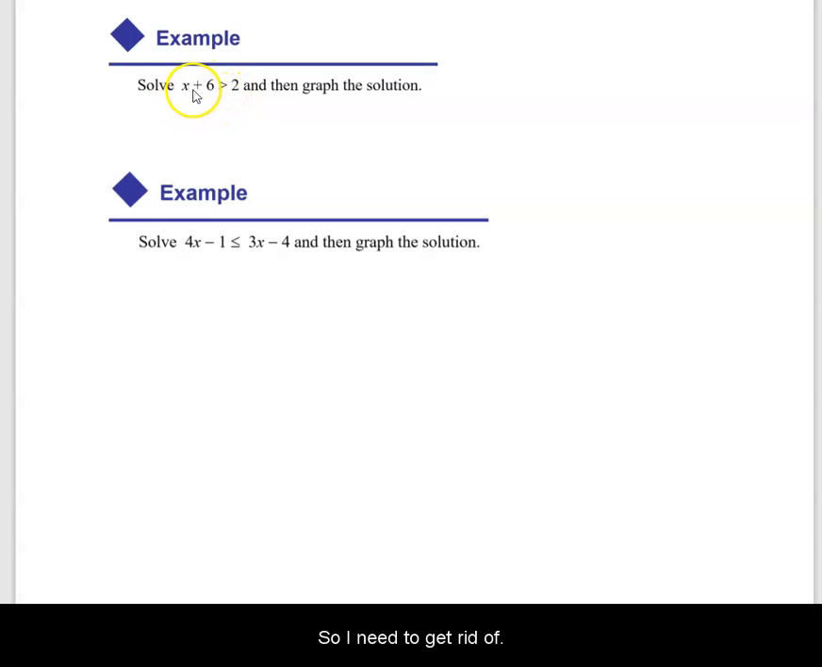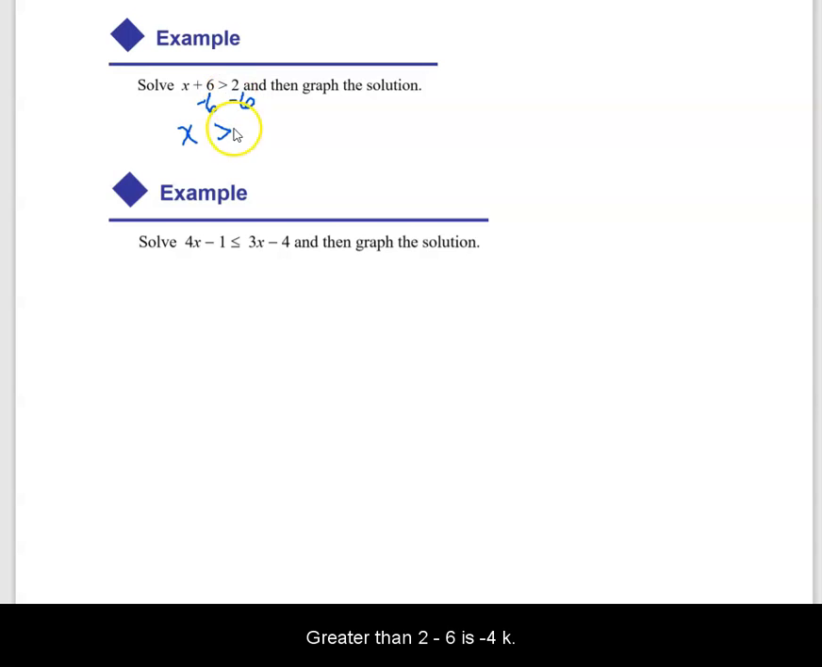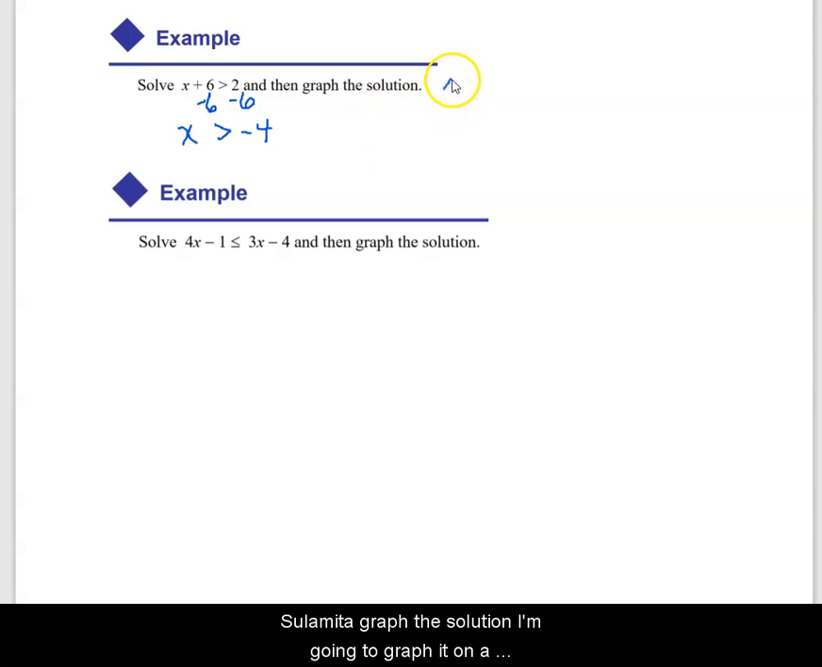So I need to go to the side with the x and get rid of everything that's connected to the x. So how do you get rid of a plus 6? Well, we would need to subtract 6, but if you subtract 6 on this side of the inequality, you're going to have to subtract 6 on this side. So that's going to give me x, since 6 minus 6 is 0, is greater than 2 minus 6, which is negative 4.